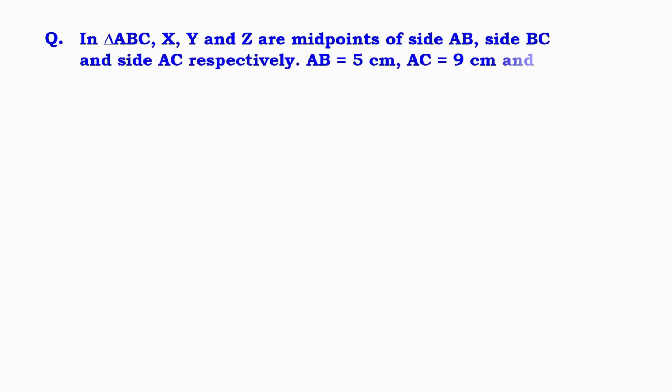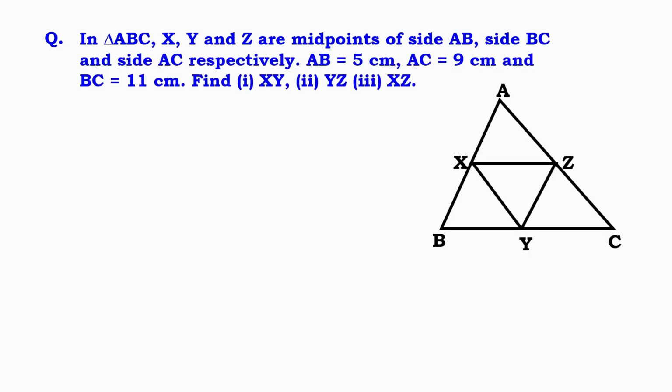Okay, now let's take a look at some problems. In triangle ABC, X, Y and Z are midpoints of side AB, side BC and side AC respectively. AB is equal to 5 cm, AC equal to 9 cm and BC equal to 11 cm. So find XY, YZ and ZX.